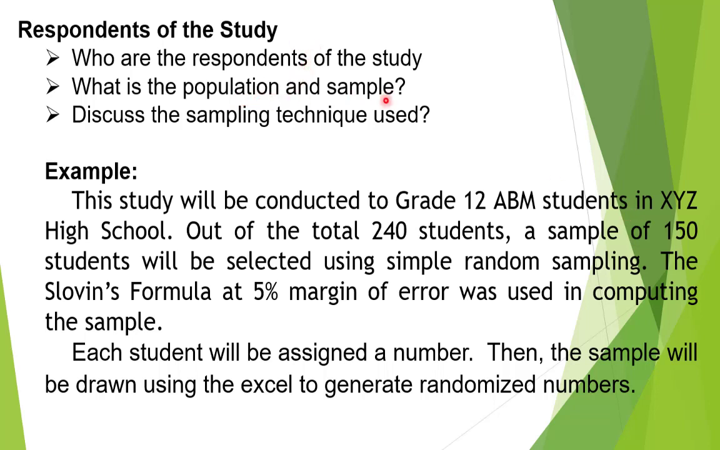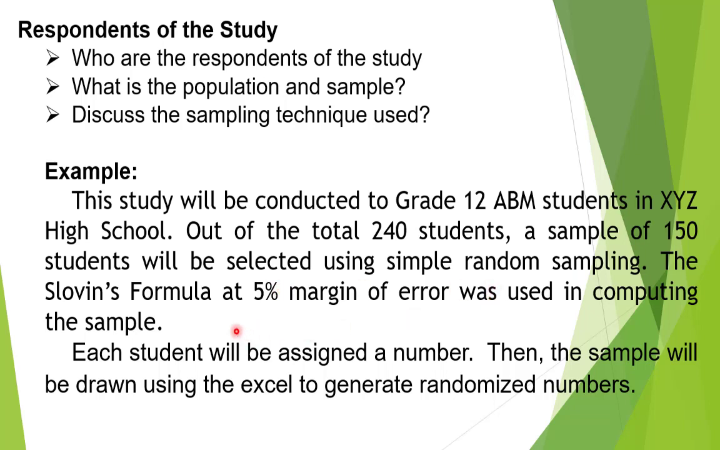And then next is population and sample. So out of 240 students, a sample of 150 students will be selected using simple random sampling technique. So we already mentioned the sampling technique. And then, how did you get the sample? You can state that the Slovin's formula at 5% margin of error was used in computing the sample.